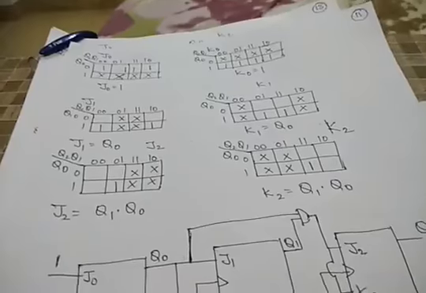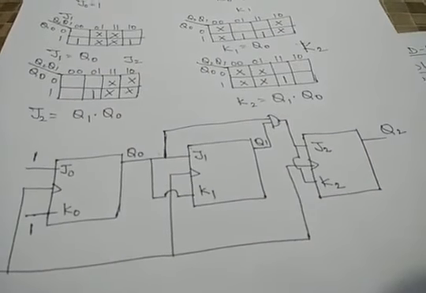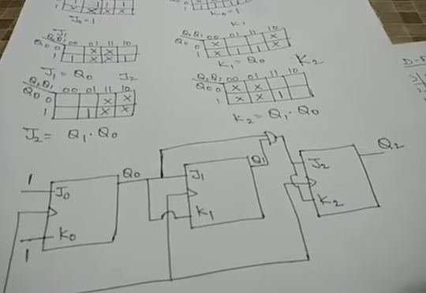Now, as we have to design a 3-bit synchronous up counter, I have applied the clock. As you can see, we are using 3 flip-flops, with inputs J0 K0, inputs J1 K1 and inputs J2 K2, and we are applying the clock simultaneously to all the 3 flip-flops. As we have found, J0 is 1 and K0 is 1, so we have applied 1 to both J0 and K0. In the second case, J1 is equal to Q0 as we found above. So Q0 is directly connected to J1, and K1 is equal to Q0, so K1 is also directly connected to Q0.